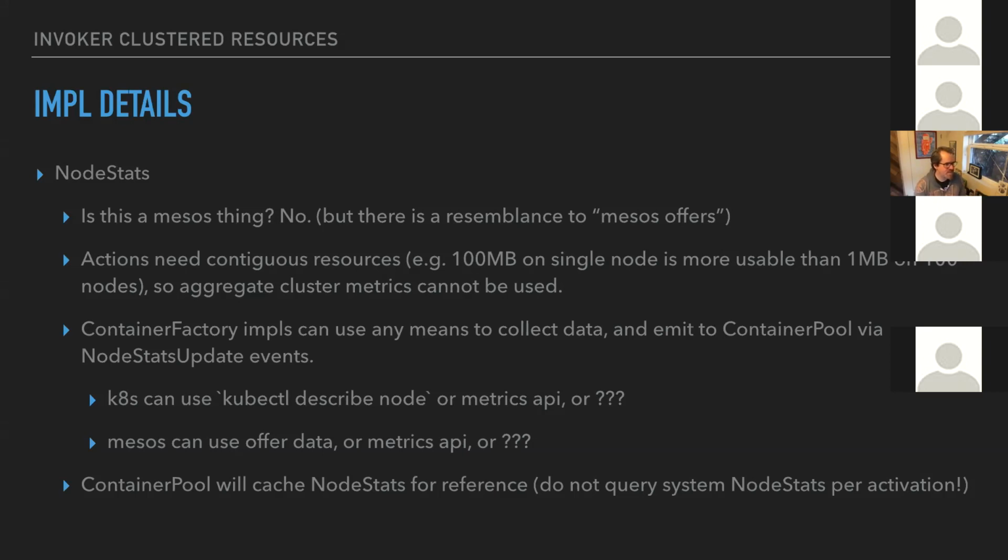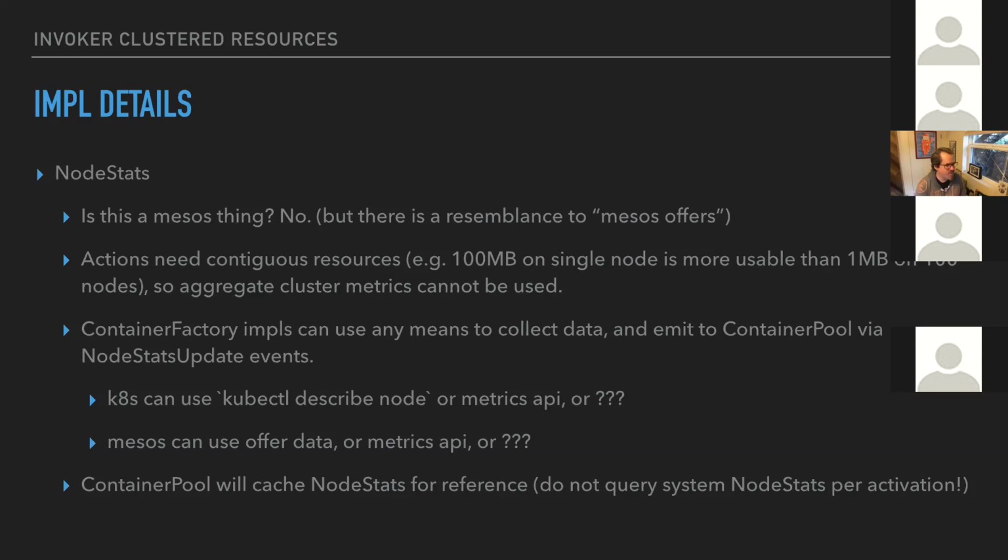And actions need contiguous resources. So the point I want to make about, well, can we look at the cluster stats in aggregate to determine these things? And the answer is not really, because really we have to know whether a specific host can tolerate a contiguous set of resource allocation. So 100 megabytes available on a single node is more usable than 1 megabyte on 100 nodes. And so we really cannot look at the aggregate state of the cluster to determine the ability to schedule these things.